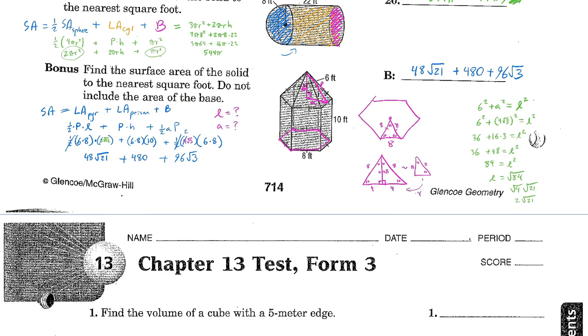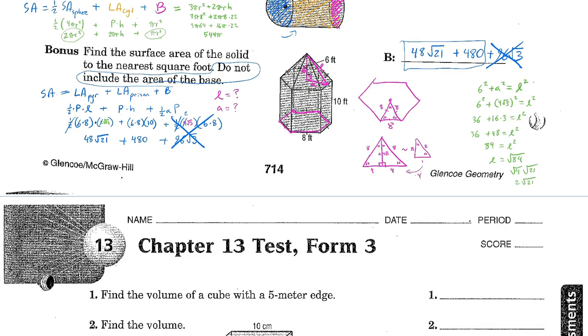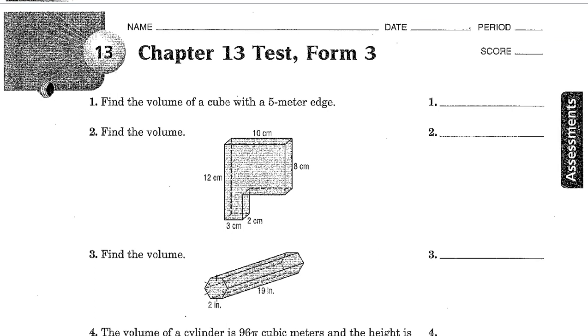Oh my gosh, wait. It said find the surface area of the solid to the nearest square foot. Do not include the area of the base. Why would you do that? Okay, anyways, they said don't include the area of the base, so just cancel that part out. We are not doing the base. I don't know why they did that, but sure. So the surface area not including the base is that, just because it said so in the instructions. All right, I'm going to pause here and I'll come back in the future.